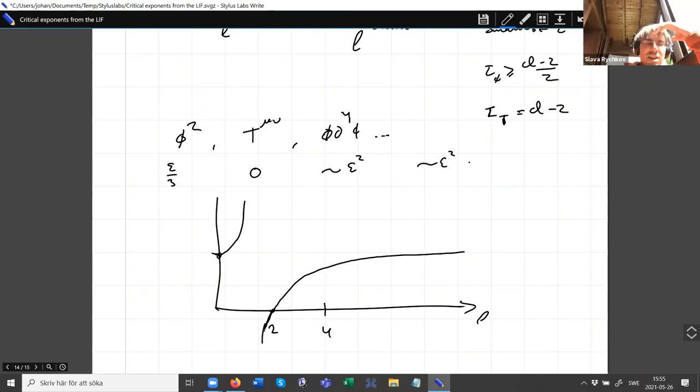Well, there is another simpler explanation for this phenomenon. It just says that if phi is a free field, if the dimension of phi is zero, then there has to be something which will prevent phi squared from getting anomalous dimension at all.